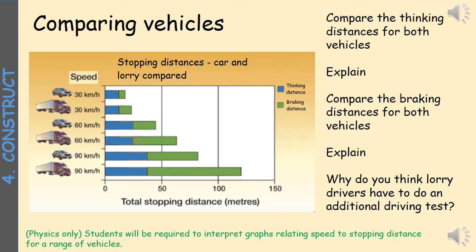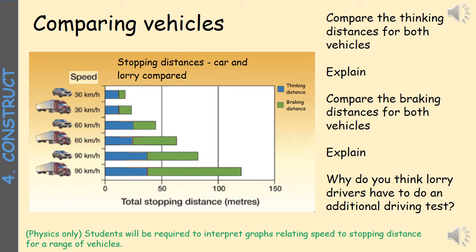So hopefully you'll have noticed that the thinking distances for the lorry and the car at particular speeds are exactly the same. And the reason for this is that if you've got the same driver driving a car as a lorry, their reaction time is going to be the same in both vehicles, and therefore the distance their vehicle travels in that time will be exactly the same.